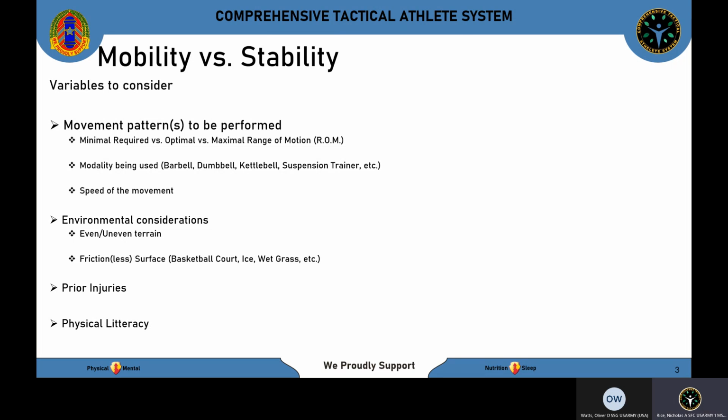Oh, or like the overweight. Perfect, perfect. Were you able to hear that, Sergeant Watts? No, I didn't hear what he said. Okay, so want to say that again, Sergeant De La Garza? Just the overweight population and the ones that are in temporary profile.